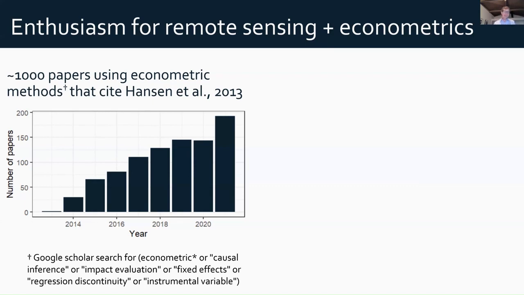Some people know it as Global Forest Watch or the Global Forest Change data set. This one data set has now been cited over 1,000 times by papers that are using some combination of keywords of econometric, causal inference, impact evaluation, regression discontinuity, right? And it's growing year on year. So there's a huge interest in using remotely sensed data coupled with these econometric methods to try and understand the impact of different conservation interventions.